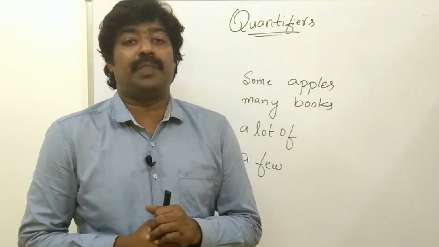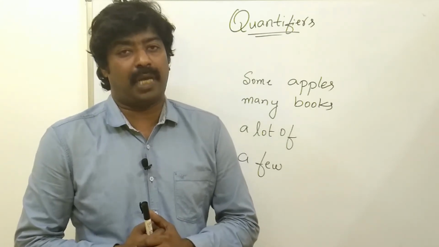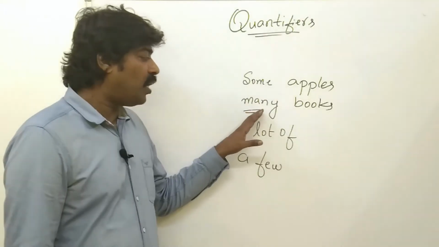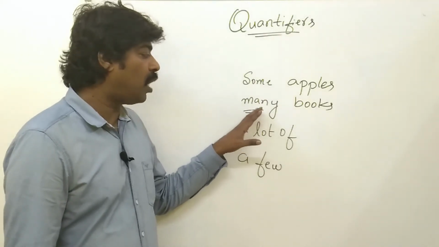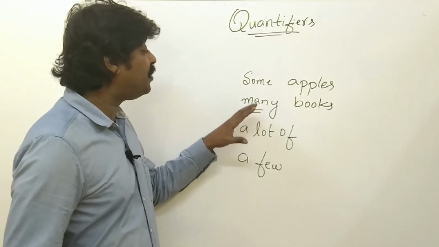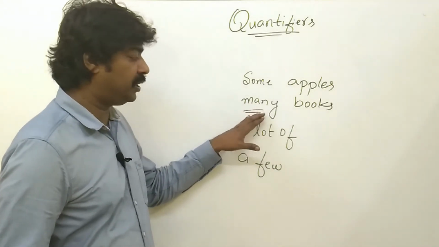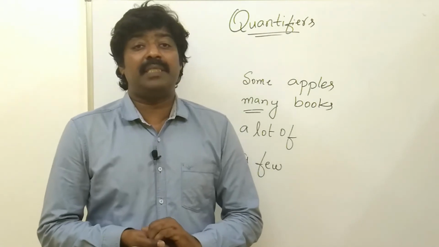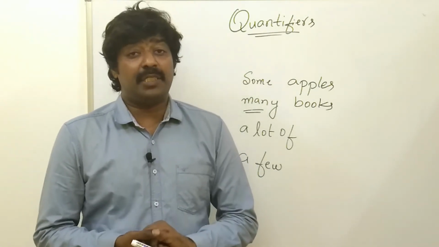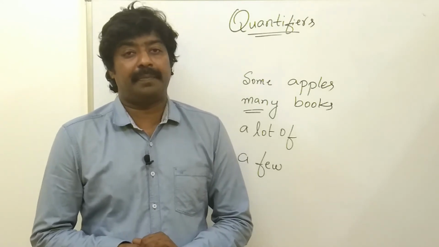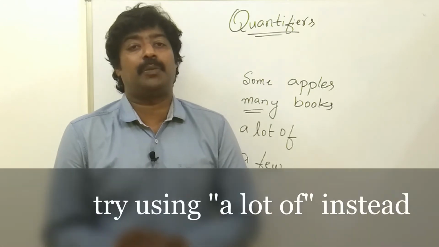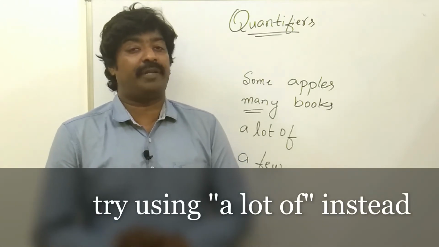Quantifiers can be used with both countable and uncountable nouns. The quantifier many can be used to talk about a large quantity of something. As such, it is used when we talk about countable nouns. Using many in some situations can sound overly formal and a little odd in spoken English. In order to sound a little more natural and casual, try using a lot of instead.